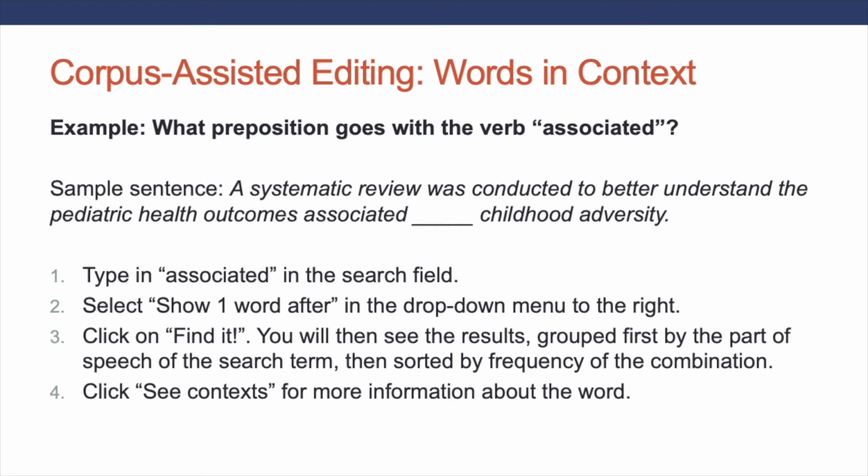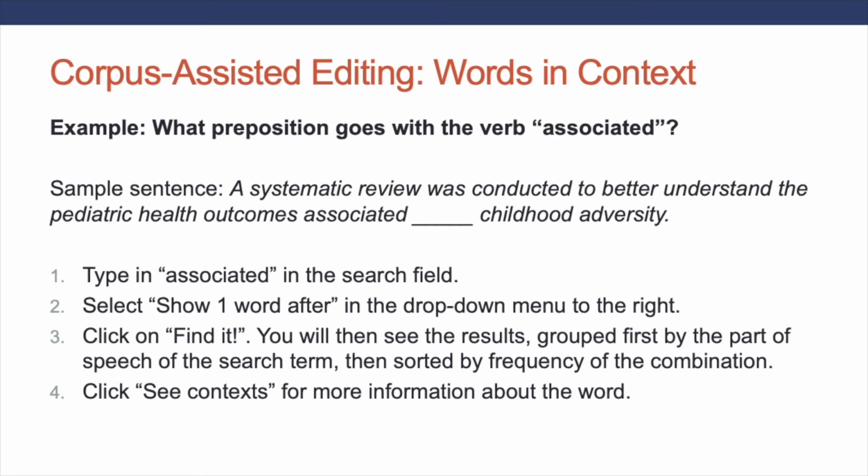Another common word choice issue is determining which preposition goes with a particular word. English has more than 100 prepositions, including some of the more common ones: in, about, for, by, with, to, just to name a few. Many nouns, adjectives, and verbs go with particular prepositions, and it's not always obvious which one to choose.